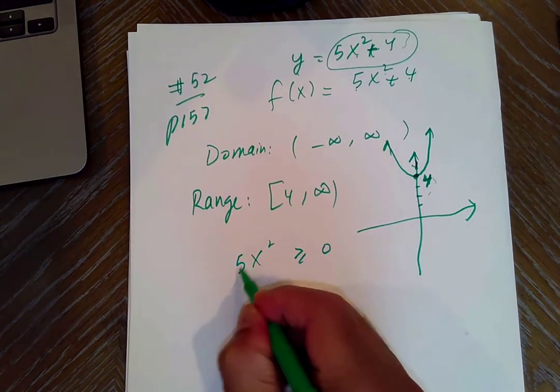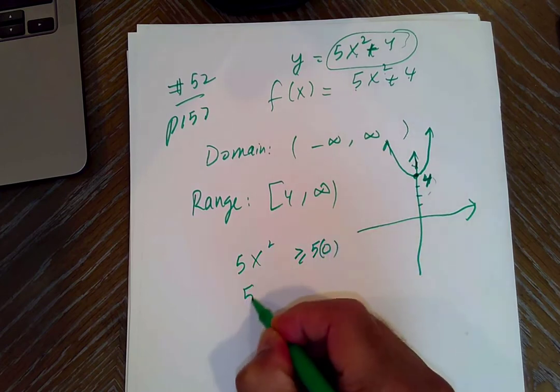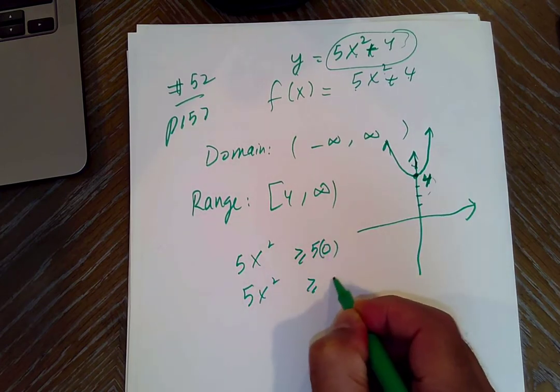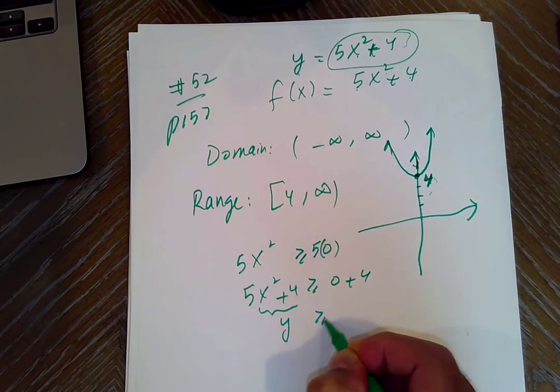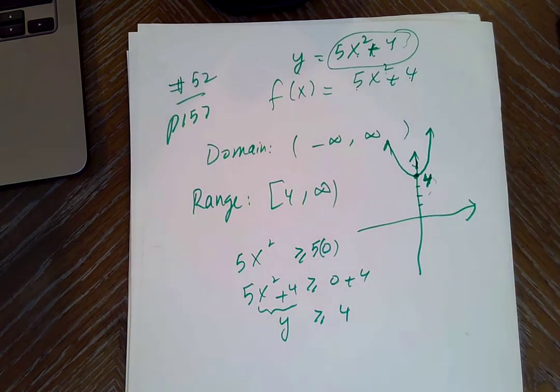If you times it by 5, it's still going to be greater or equal to 0. If you add a 4 to both sides, this is your y is greater or equal to 4, and that shows on the graph, which is the range. You can do it any way you want.